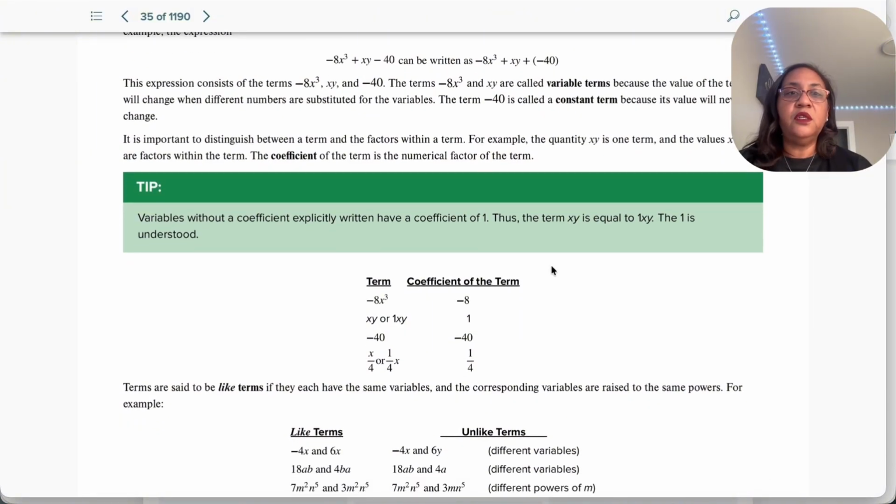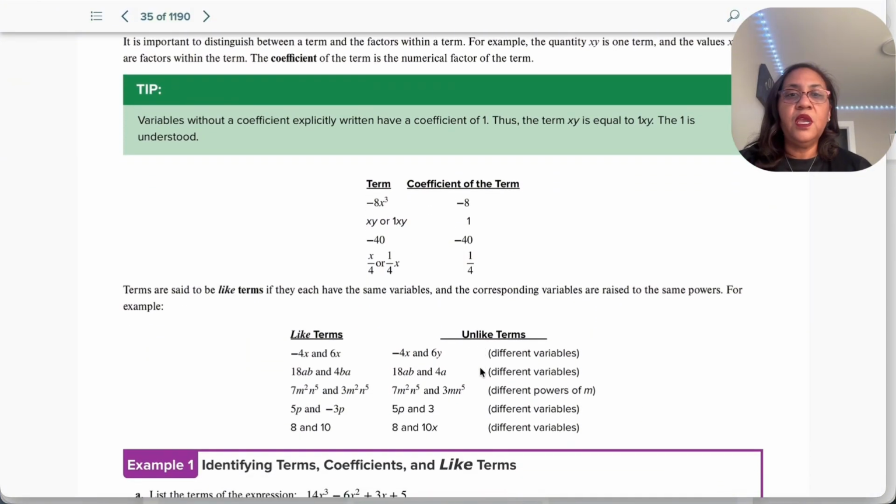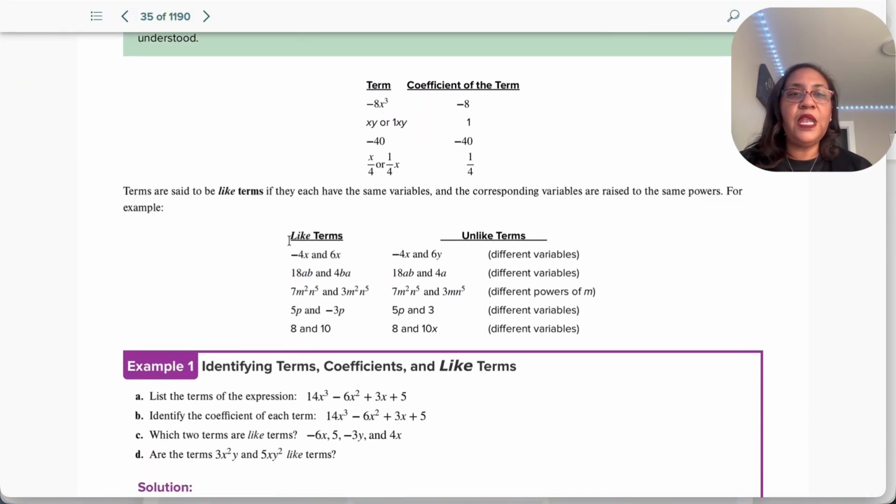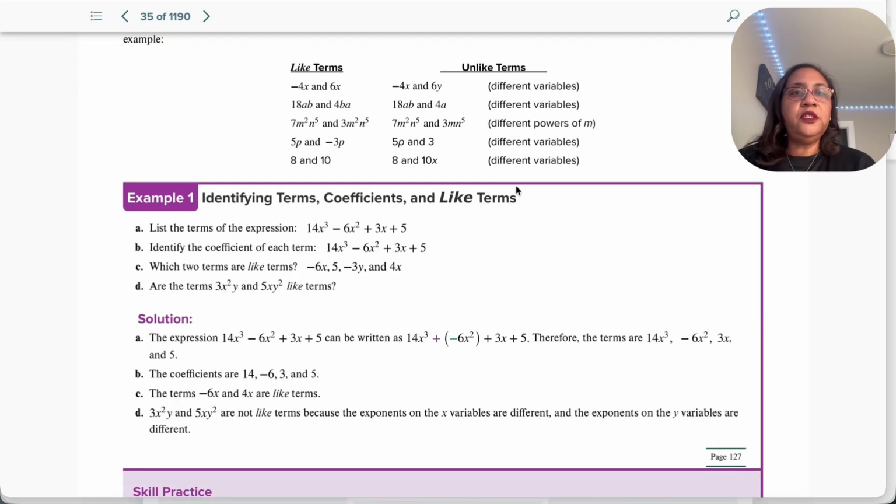Then you have a tip here. You have examples of terms and the coefficient of those terms. And then you have some examples of like terms and unlike terms. It is really important. In example 1, you have listed terms of the expression. These are the same questions as the PowerPoint, and these also have the solutions. So go through them.